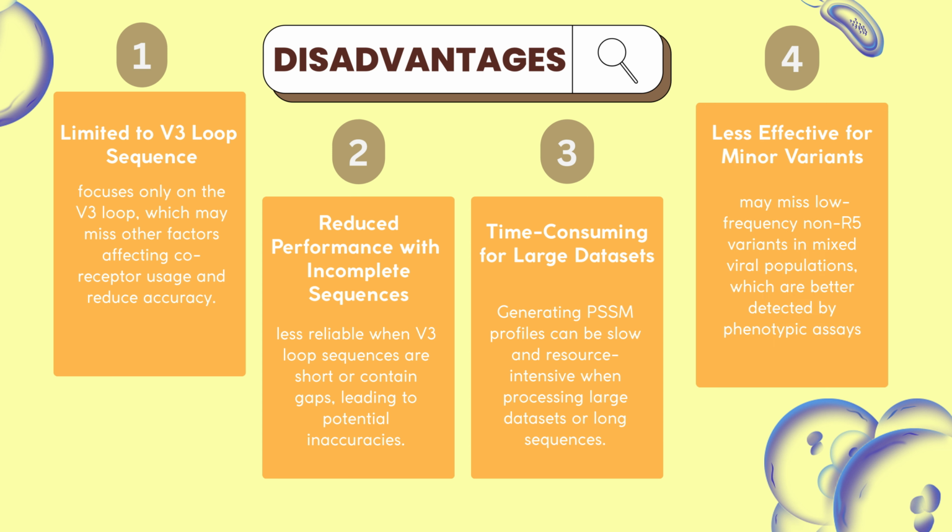And lastly, WebPSSM is less effective for detecting minor variants. It may miss low-frequency non-R5 variants in mixed viral populations, which are better identified by phenotypic assays.